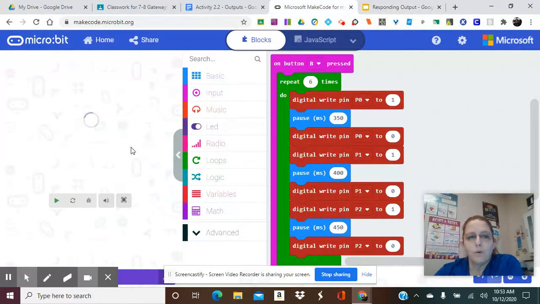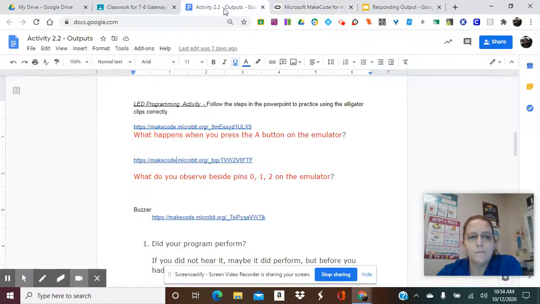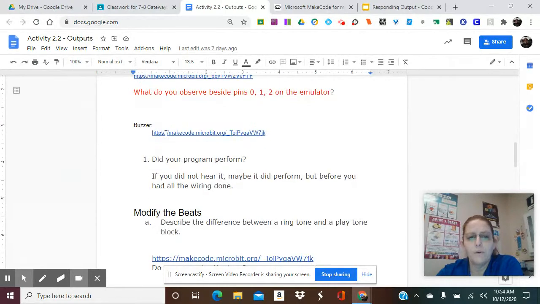What is going on when I press the button? So let's see if it shows me. It's spinning. What you'd see is it repeats 6 times, and it's going to go 0, 1, 1, 0, 1, 0, 1. So it is clearly going to blink for me. So then it's going to be a pattern, and it's going to blink for you. But I do want you to play with it. Get familiar with those alligator clips.